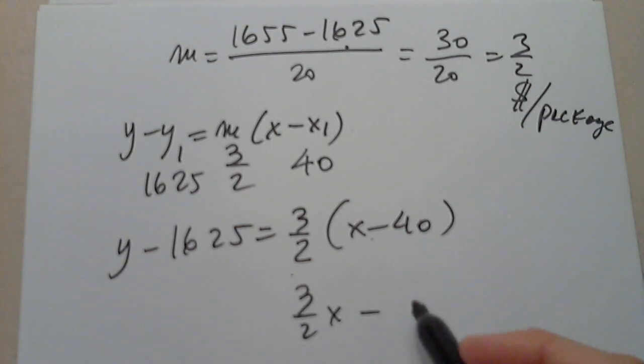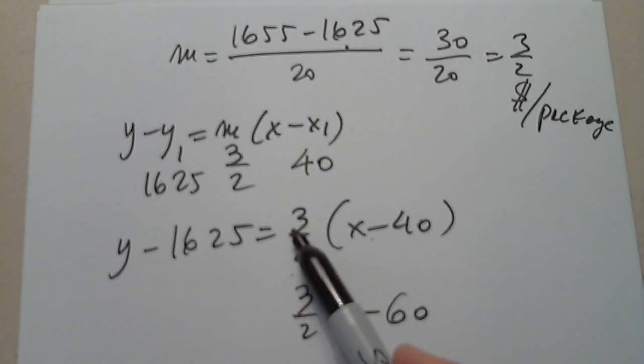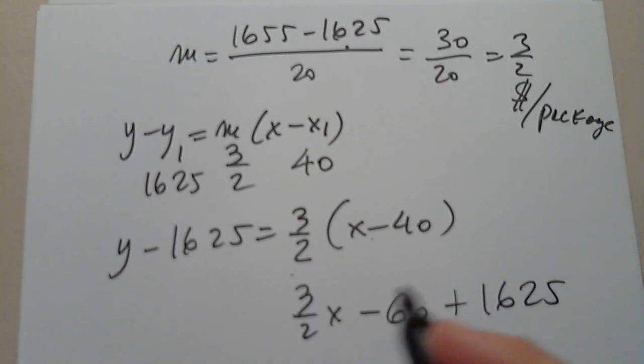3/2 x minus, simplify. When you simplify, you get 60. 2 simplified with 40 is 20. 20 times 3 is 60. And of course, you have to bring the positive 1625.